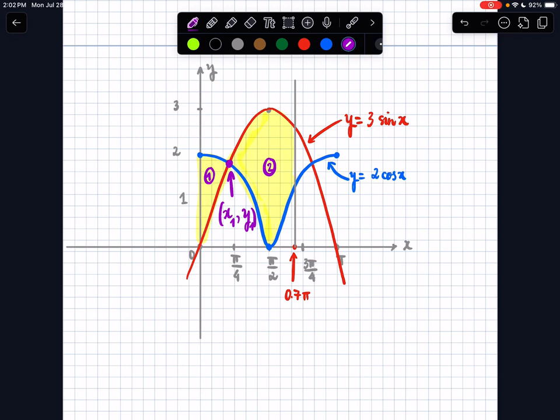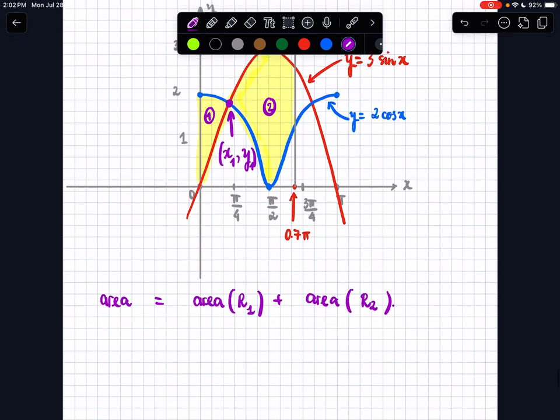Then the area of the whole region is the area of region 1, let's call it R1, plus the area of region 2. The area of region 1 is the integral for x from 0 to x1, and region 2 is from x1 to 0.7 pi.